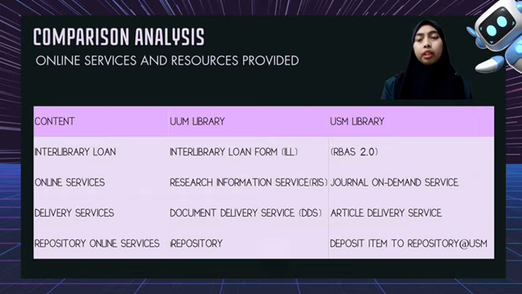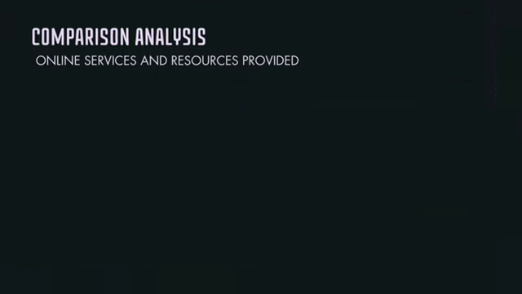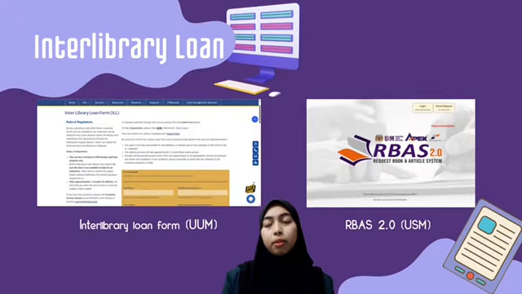Another comparison analysis is in online services and resources provided. There are 4 contents that are available between UUM and USM. Firstly, inter-library loan. For UUM, users can search using an inter-library loan form. It usually takes 1 until 3 weeks for delivery. Users will get an email when the items arrive, while USM offers RBAS 2.0 service for users who request books and articles from USM branches and other institutions.